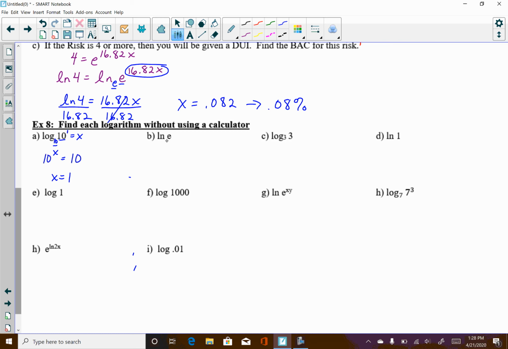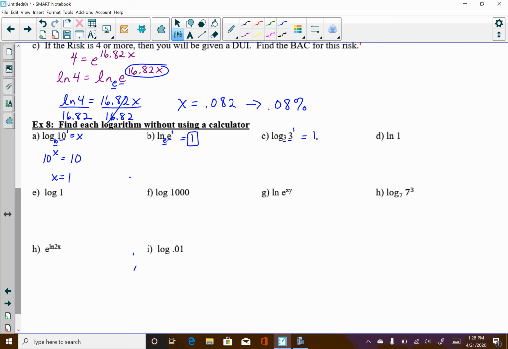Use that same technique on letter B. Natural log of e. Sure, you could put it in your calculator, but also natural log is base e. So base and argument match up, so the answer is just the exponent, an imaginary 1 sitting up there, so also 1. Letter C, log base 3 of 3. These cancel out, just leaving you with the exponent, an imaginary 1 sitting up there, so the answer is just 1.